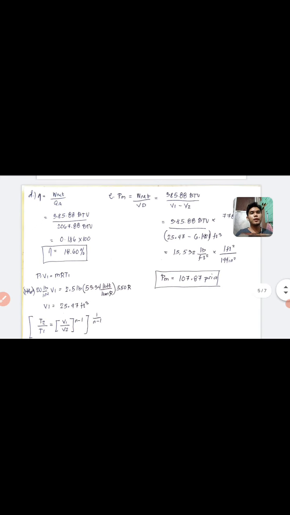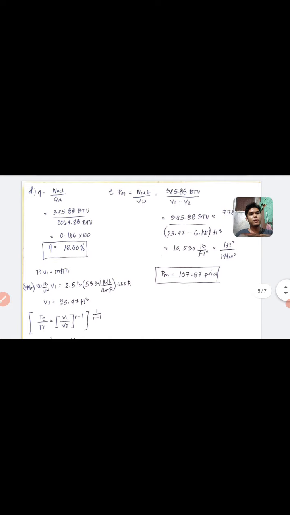So here for the pressure mean. Pressure mean with the formula of work net over volume displacement. So we have the value of our work net, but we don't have the value for our volume displacement. So let's find the volume displacement.